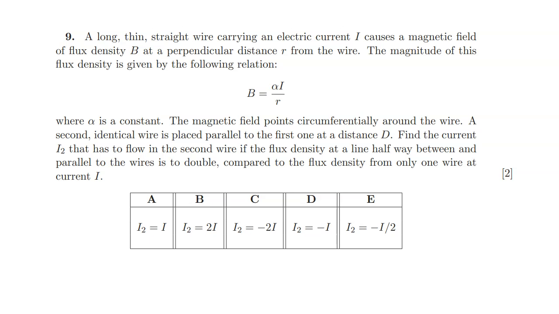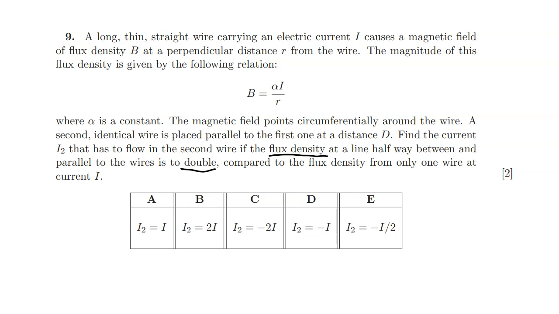A second identical wire is placed parallel to the first one at a distance d. Find the current I2 that has to flow in the second wire if the flux density at a line halfway between the parallel wires is to double compared to the flux density from only one wire at current I. So lots of information to digest here.